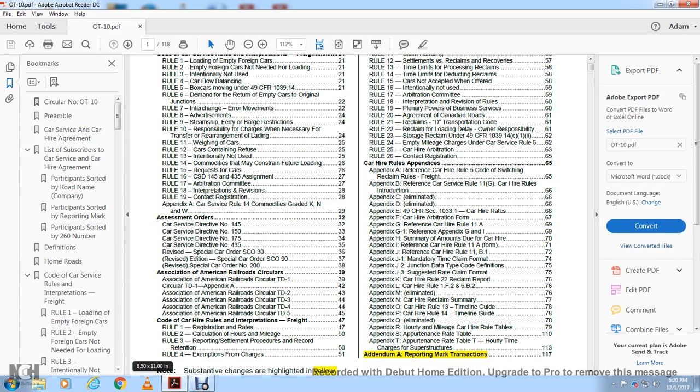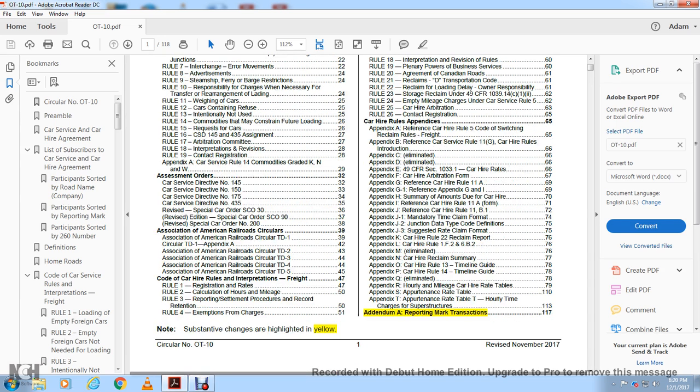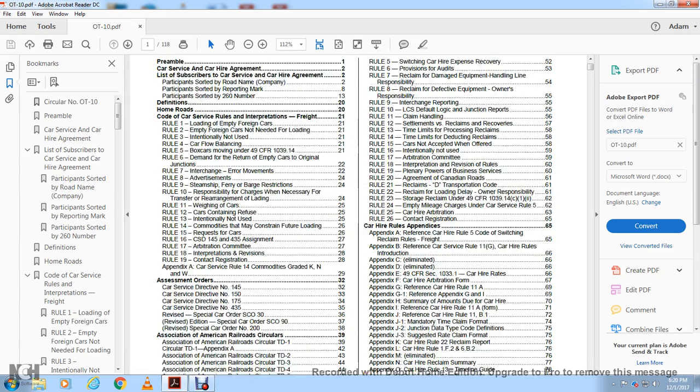Code of Car Hire Rules, interpretation, freight. Rule 1, registration and rates. Rule 2, calculation of hours and mileage. Rule 3, reporting and settlement procedures, report and retention. Rule 4, exemptions from charges. Note: substantial changes are highlighted in yellow.